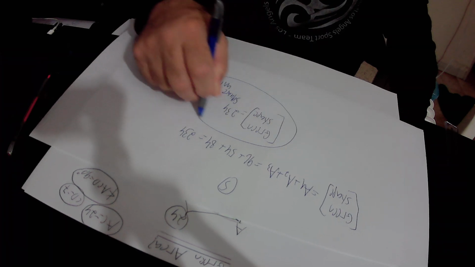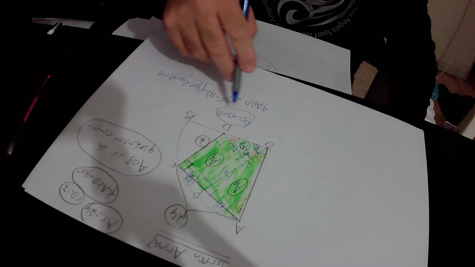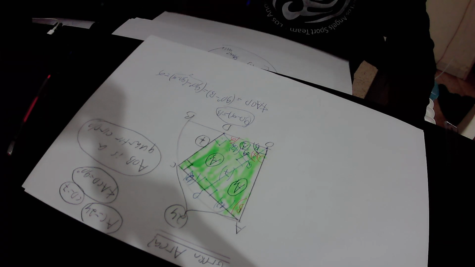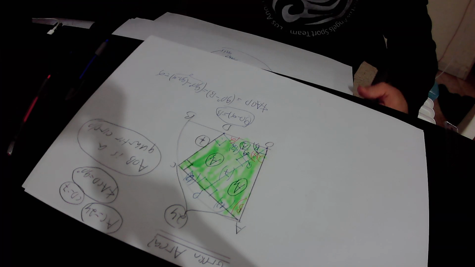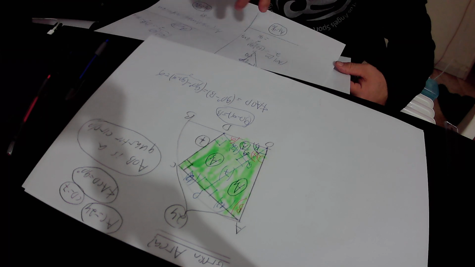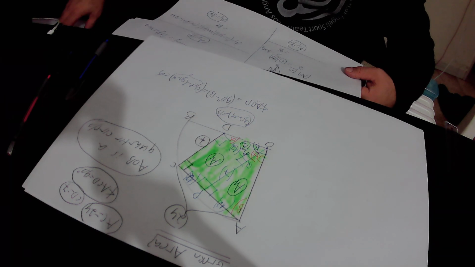And that is the answer to the question. The area of this green shape in total equals 234 square units. We finished with the first method. In the next step, I will present to you how to find out the area of this green shape according to the second method.